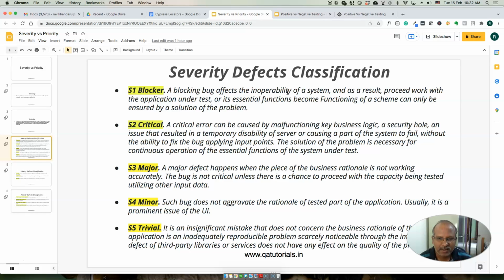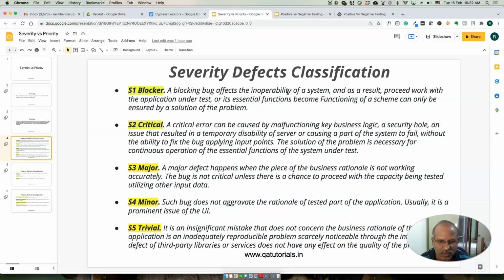Then minor. Minor is basically a defect that does not impact testing of the functionality of the system, but it needs to be fixed at some point. Some kind of UI bug.